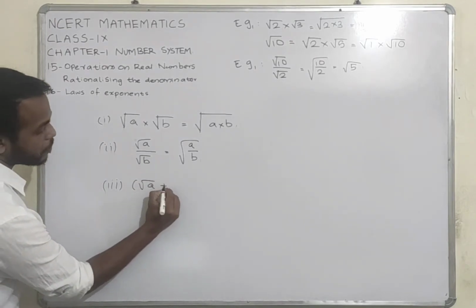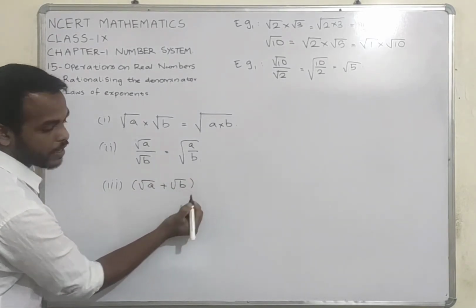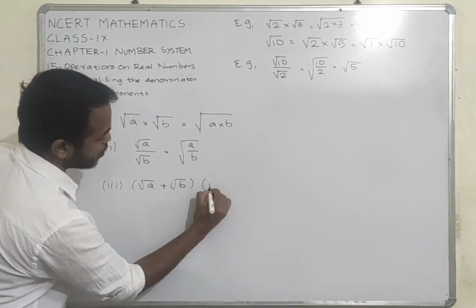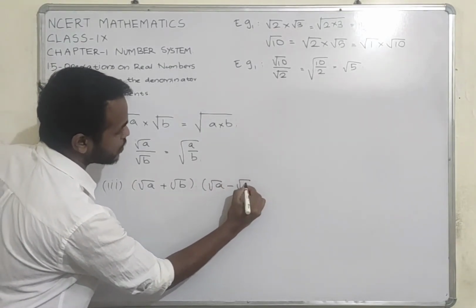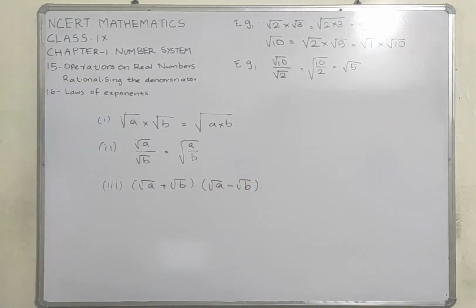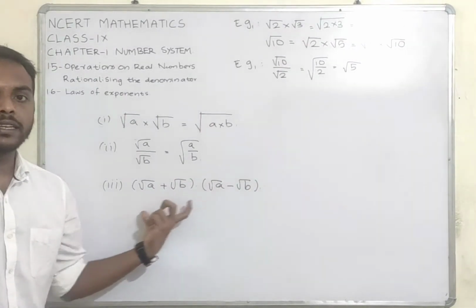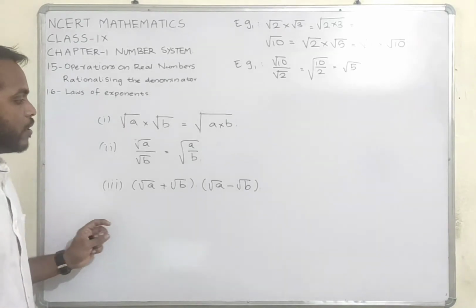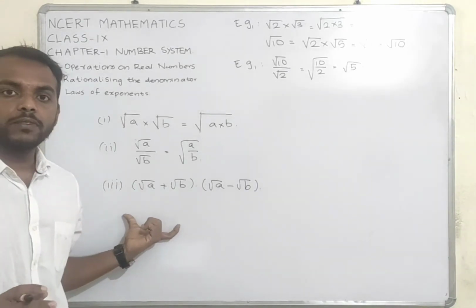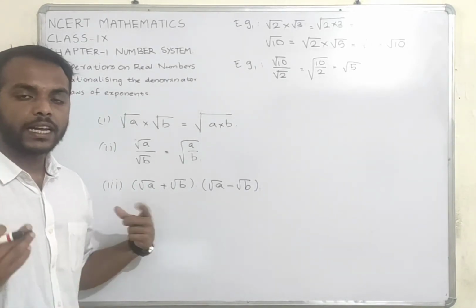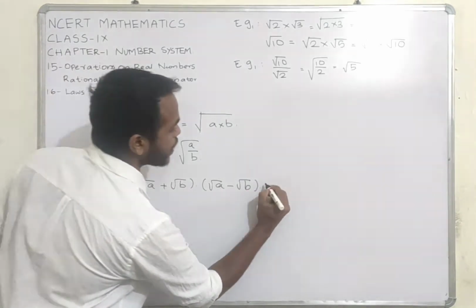Root a plus root b into root a minus root b. We have learned the methods to solve when there is a product inside the bracket. So, at times we don't need to learn this whole identity by heart, we can create it on our own. Let's see how this can be done.